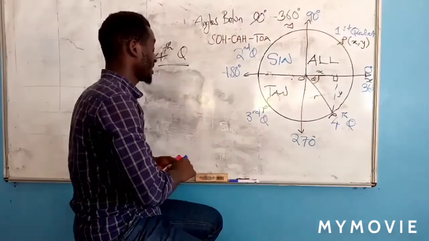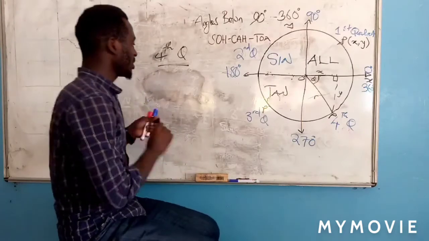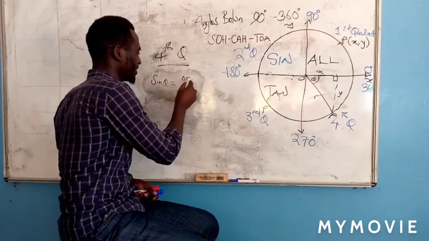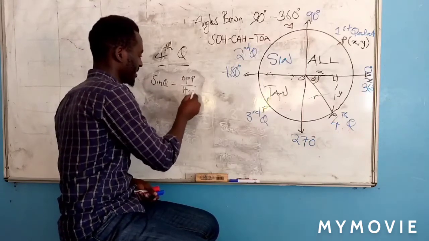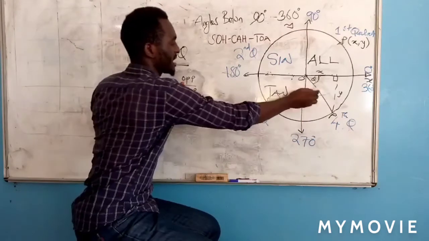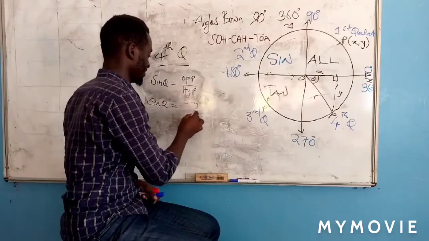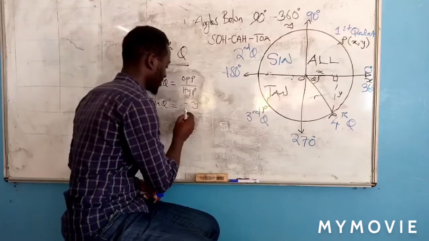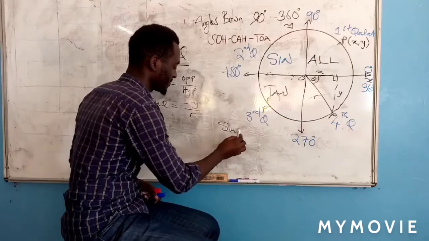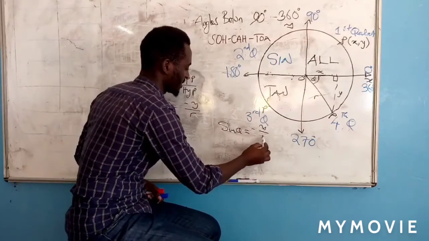So what I'm going to do is apply, as usual, the SOHCAHTOA. So I'm going to start with sine again. Sine theta is equal to opposite over hypotenuse, right? So sine theta is equal to, now opposite to the angle is y. This time y is still a negative in the fourth quadrant. So negative y over hypotenuse, which is r. So sine theta is equal to negative y over r.